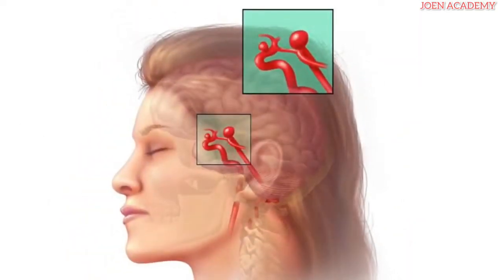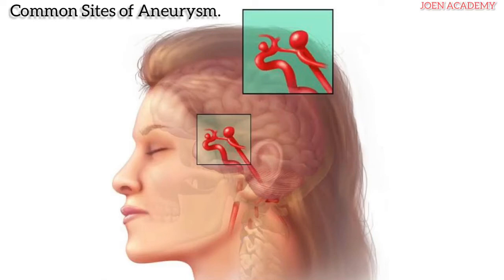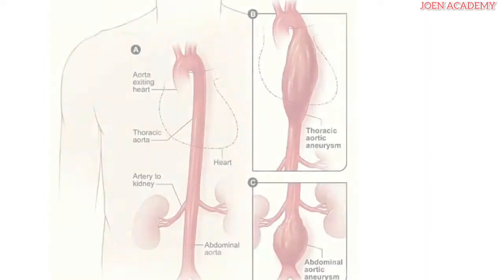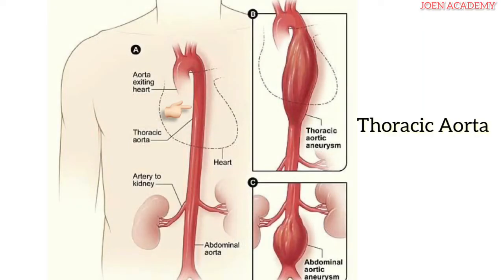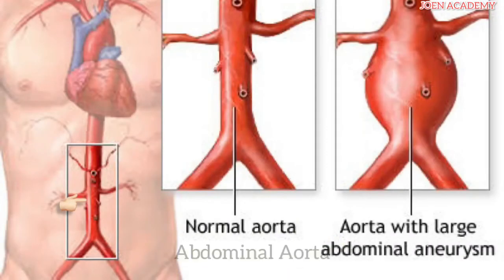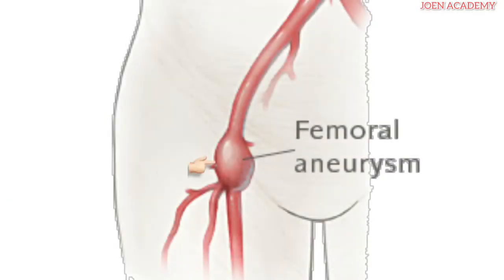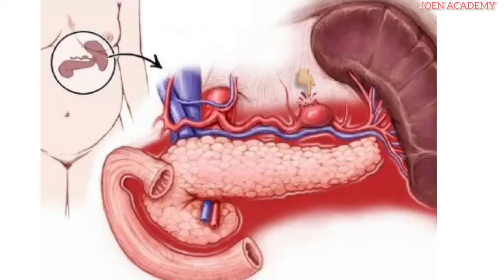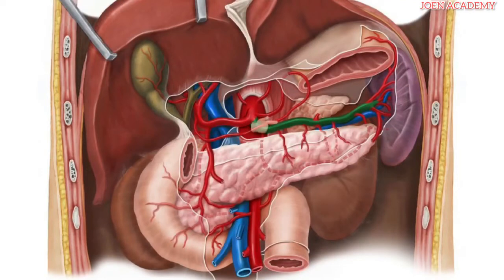Before we digress, it is important we note the common places where these aneurysms can be found. They can be found in the thoracic aorta, the intracranial arteries, and the abdominal aorta. Aneurysms may also be seen on the femoral arteries, the splenic arteries as well, and we know the function of the splenic arteries, which is simply to supply the spleen with oxygenated blood. The splenic artery is also known as the linear artery.